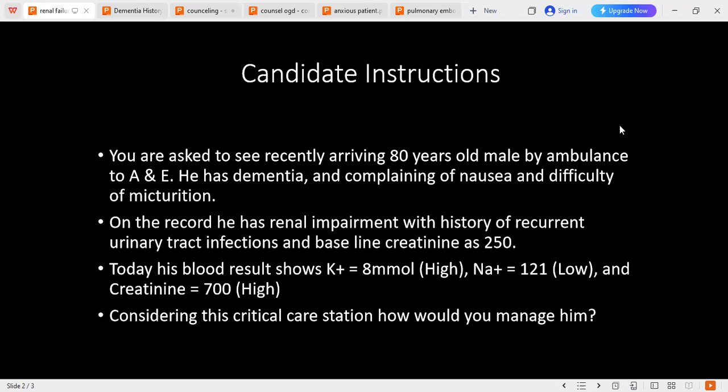If you could tell me what might be the causes behind acute renal failure in this patient. I think since the patient is a known case of recurrent UTI, it could be obstructive uropathy. Then because of dementia, he might be taking less fluid intake. All right. If you could also tell me, why should you be worried about the potassium level in this particular patient?